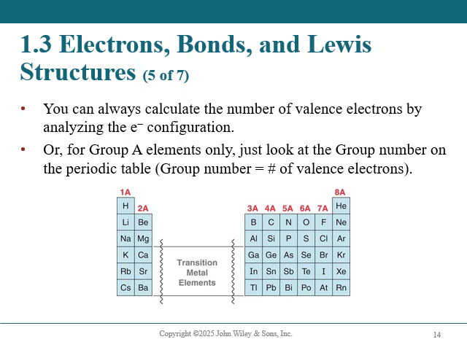You can determine the number of valence electrons by analyzing electron configurations. For group A elements, you can also use the group number on the periodic table. The group number corresponds to the number of valence electrons.